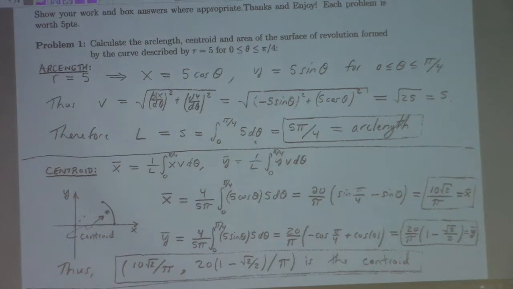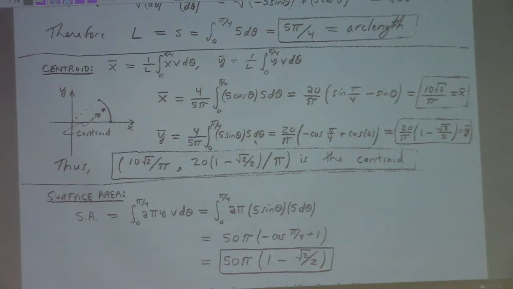So, now the centroid is, by definition, 1 over the arc length, integrate x times the speed d theta, 1 over L, integrate the y times the speed d theta. In this case, theta is the parameter, playing the role time did. And so you do the calculation. You get 4 over 5 pi, 5 cosine theta, 5 d theta. One pair of the 5s cancels, left with a 20 over pi. Cosine integrates to sine. So I get sine pi over 4 minus sine of 0, which gives me 10 root 2 over pi. And the other one, I integrate sine, I get minus cosine, and I end up with 20 over pi, 1 minus root 2 over 2. So there's my centroid, this guy, comma that guy, and it kind of makes sense because it's right about where I thought it should be geometrically. Check the numbers.